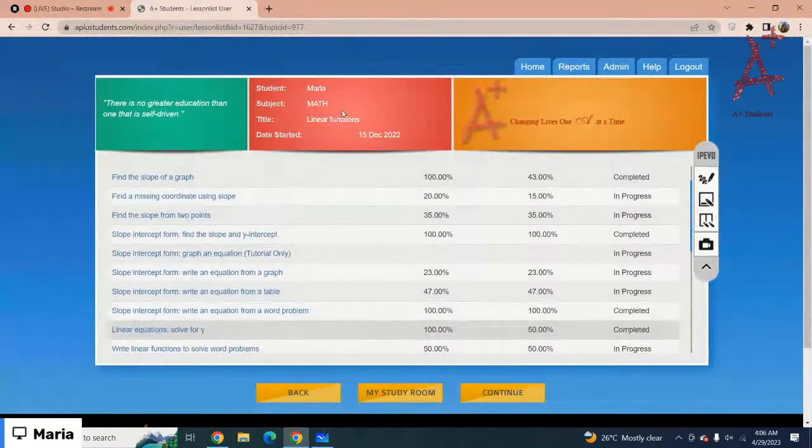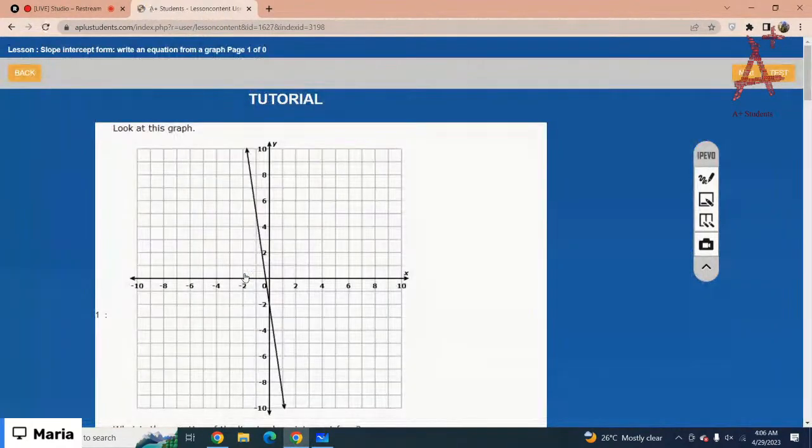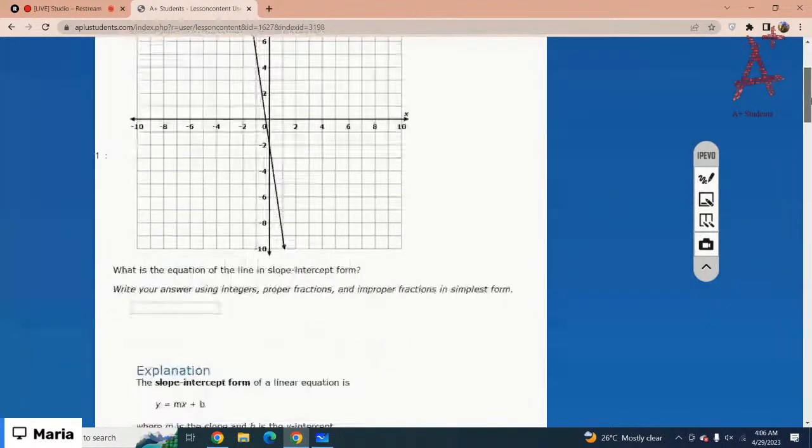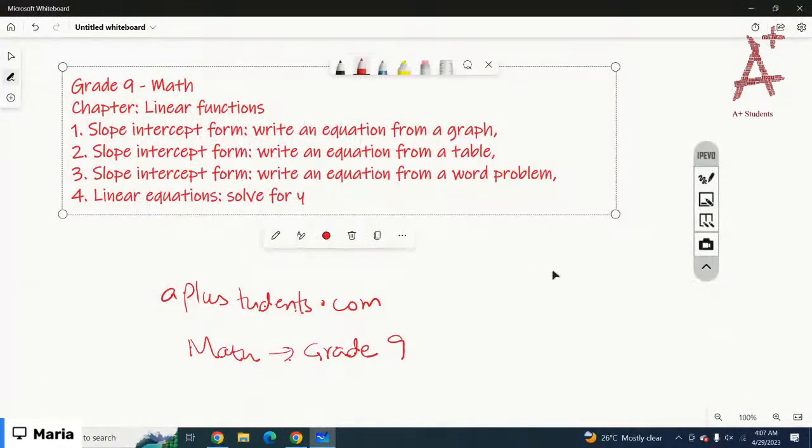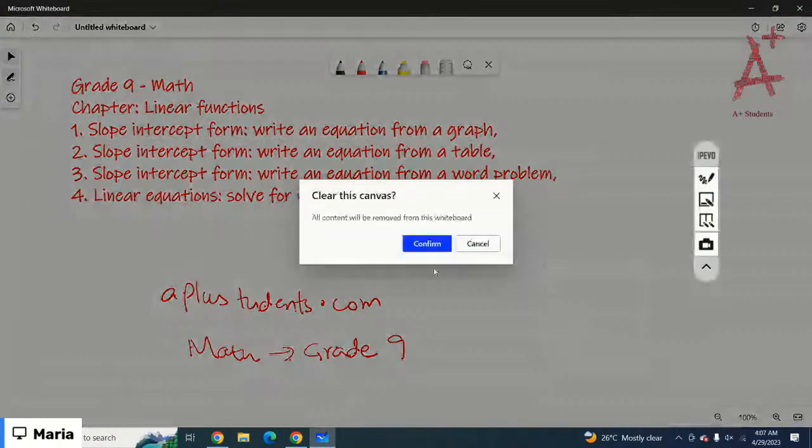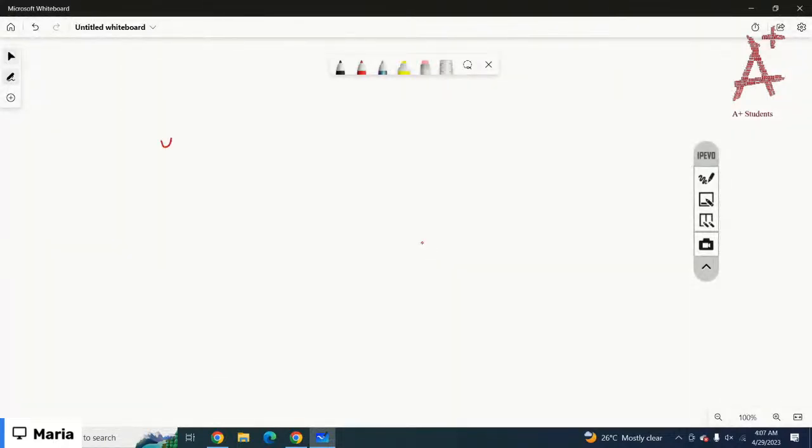Here I'm on grade 9 maths. Chapter is linear function and here is the lesson slope intercept form, write an equation from a graph. So you are given the graph, you have to write down the equation in the slope intercept form. You know that the equation in the slope intercept form is y equals mx plus b.